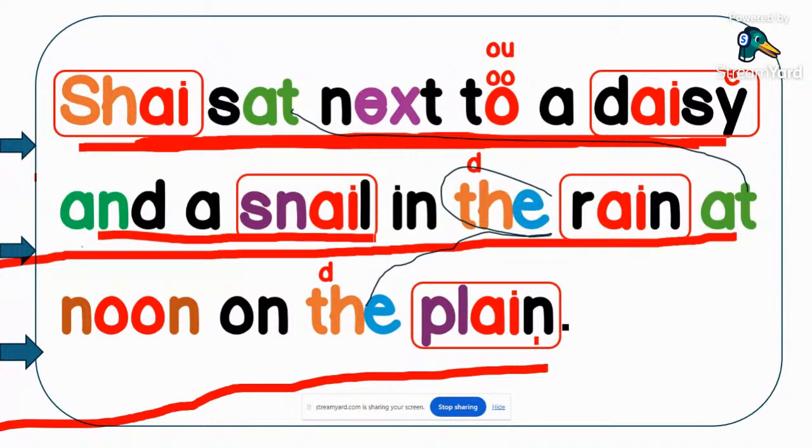How about who was next to Shay? Who was next to Shay? A daisy and a snail. Very good. What time was Shay sitting on the plane? What time did Shay sit on the plane? Yeah, Shay sat on the plane at noon.